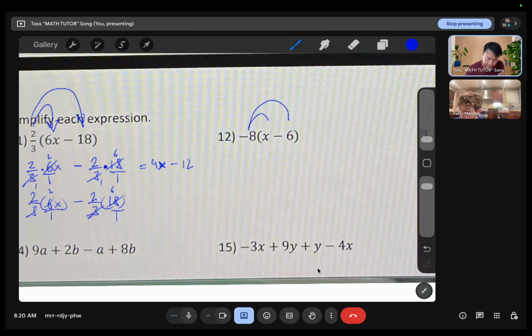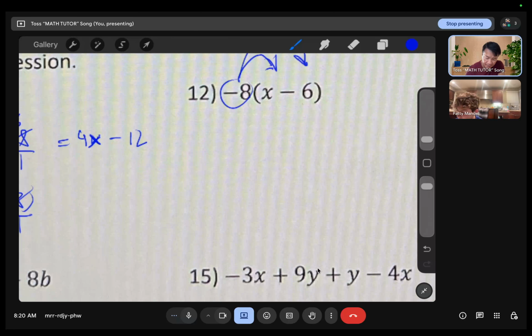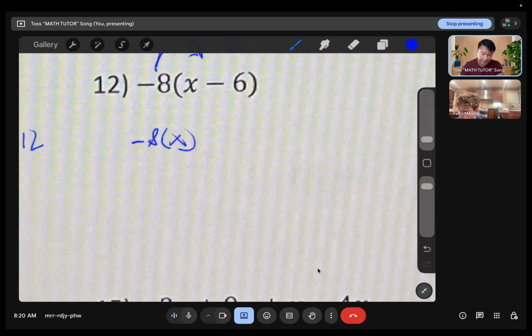Distribute again. But make sure you carry that negative in front of the 8. So it's negative 8 times x. This time I'll parenthesize it. Now, this one, you have 2 ways of doing this. If you have done it long enough, it will look just like this. It will be automatic plus 48.